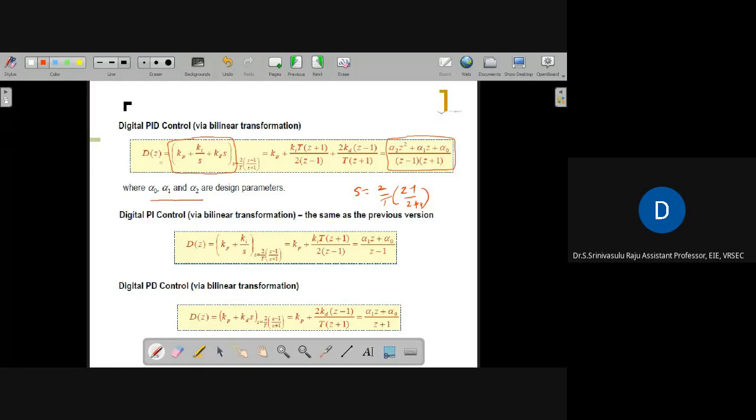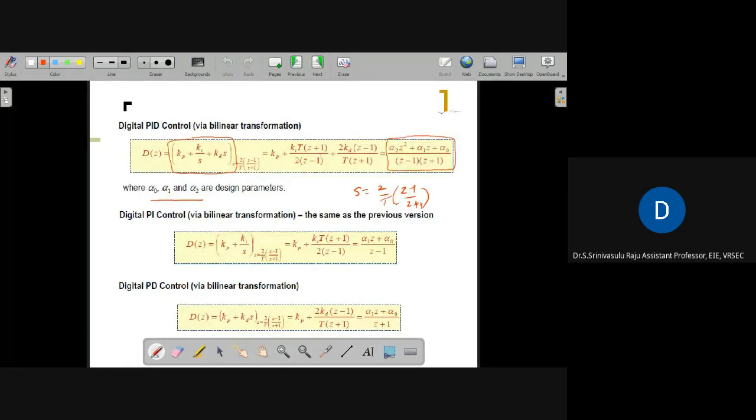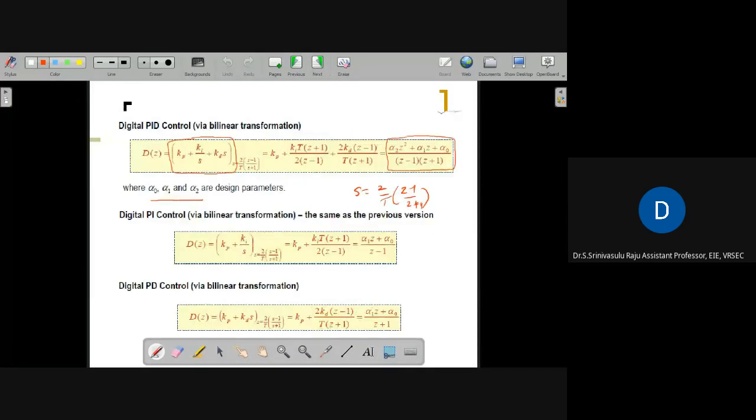Now what we do is, when substituting the bilinear transformation into the digital PID controller, we have one equation that should be compared with this one. If we compare, alpha 2 is nothing but Kp plus Ki plus Kd, and alpha 1 is nothing but Kp plus 2 Kd. Alpha naught is equal to Kd, and we have Z minus 1 by Z plus 1 in the denominator.